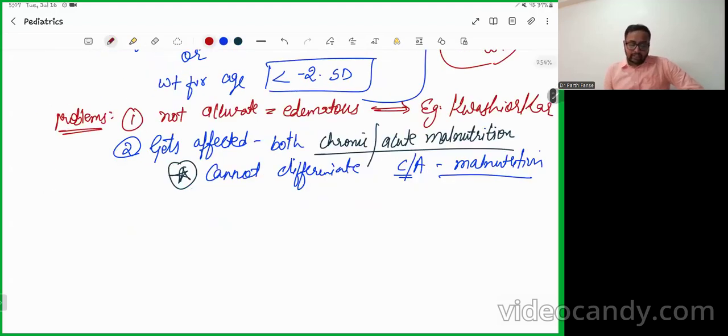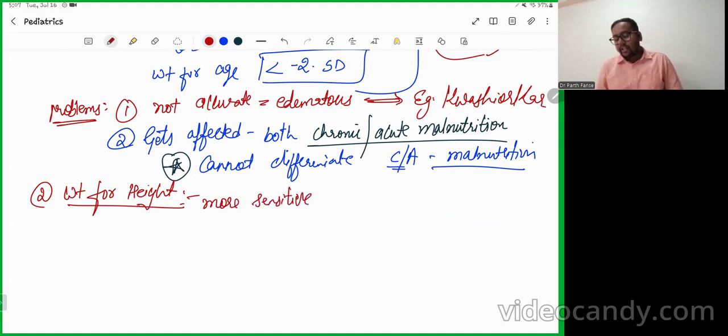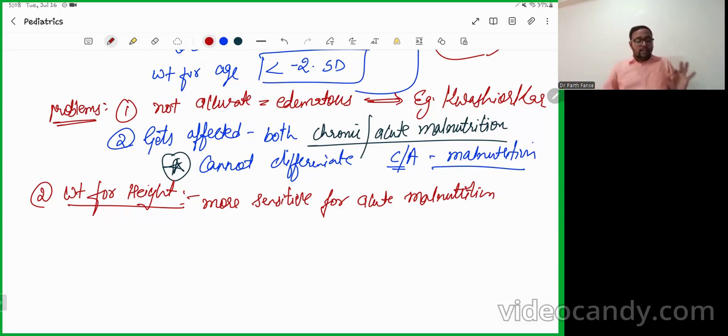Coming to the second one, it is weight for height. It is more sensitive for acute malnutrition. What value is getting disturbed in both acute and chronic? It is height. So it is weight for age. But which is most sensitive for acute malnutrition? It is weight for height. Okay, fine enough. More sensitive for acute malnutrition.